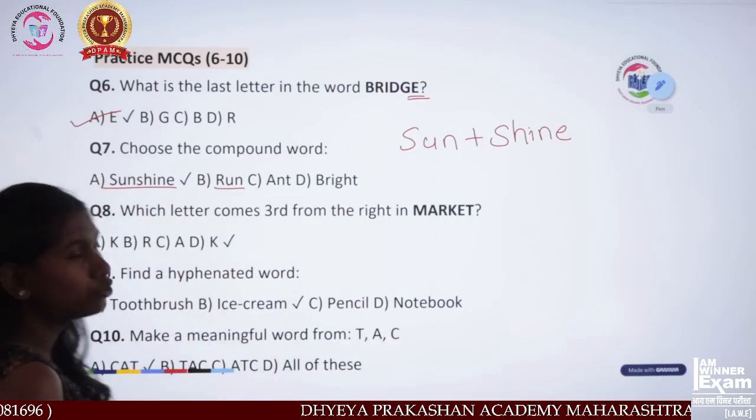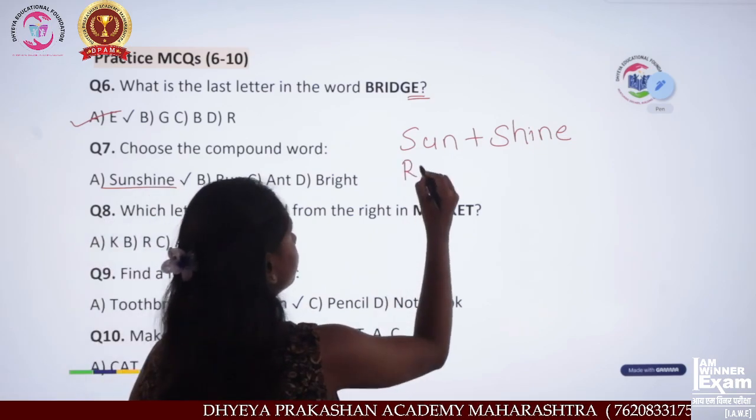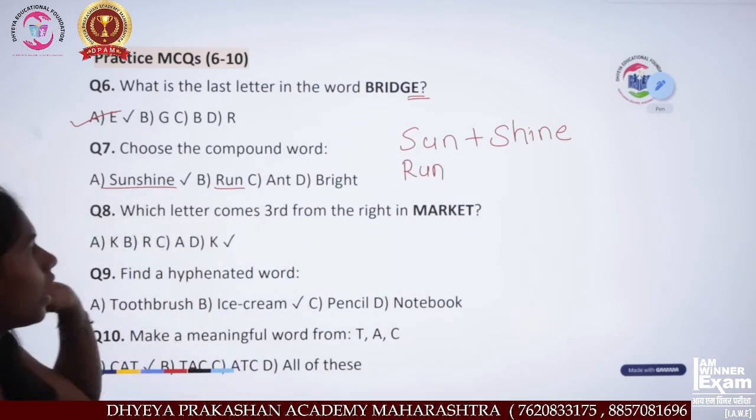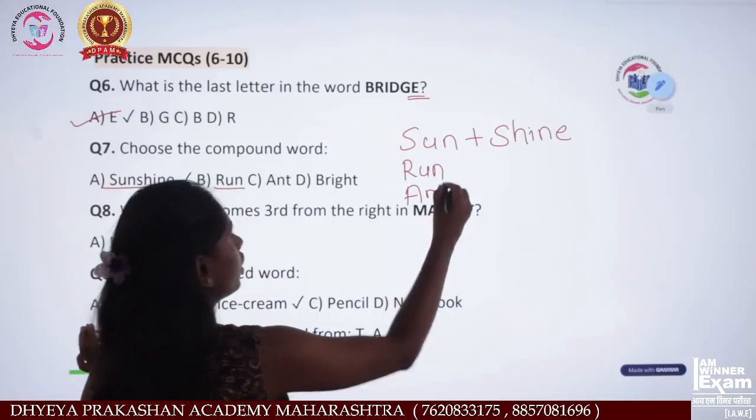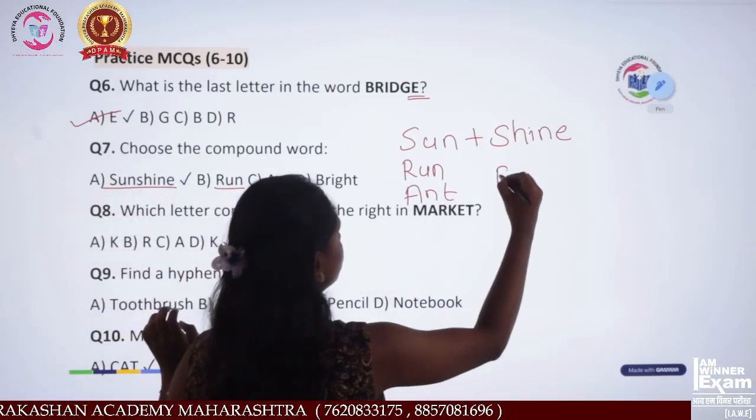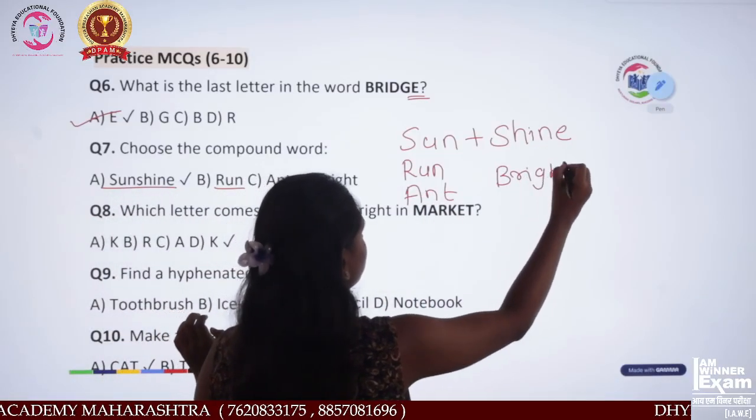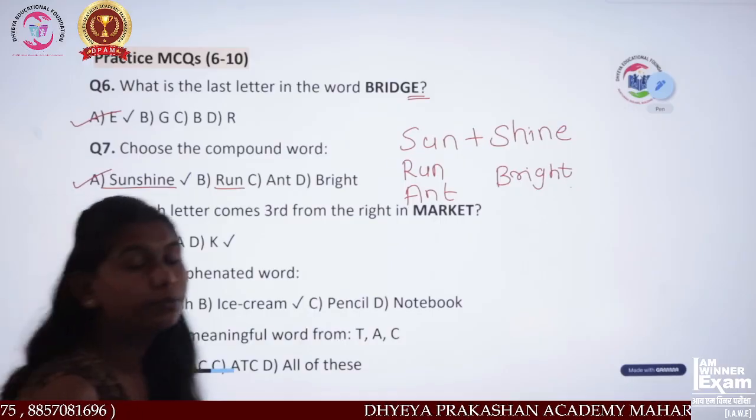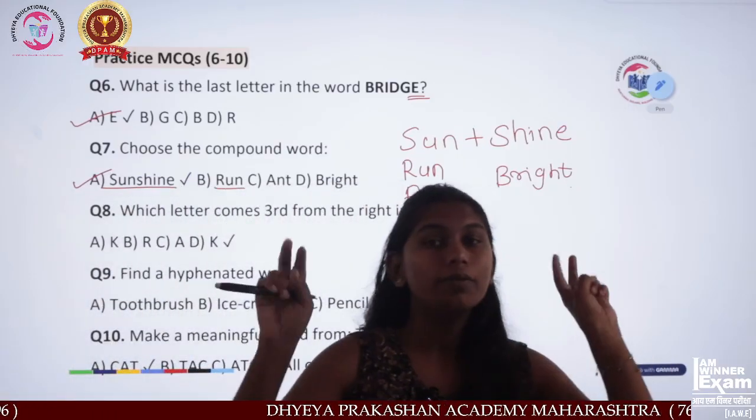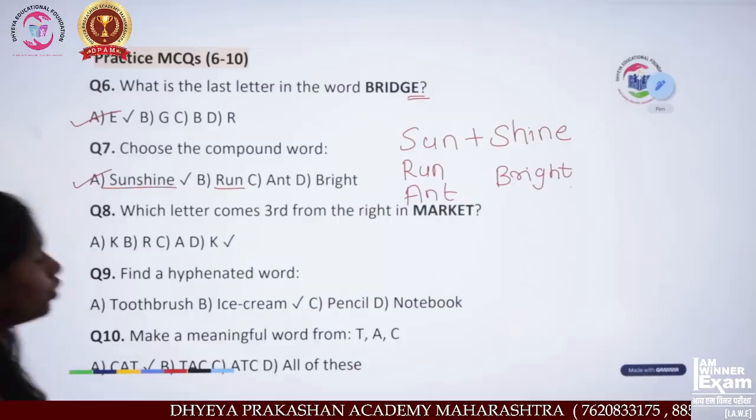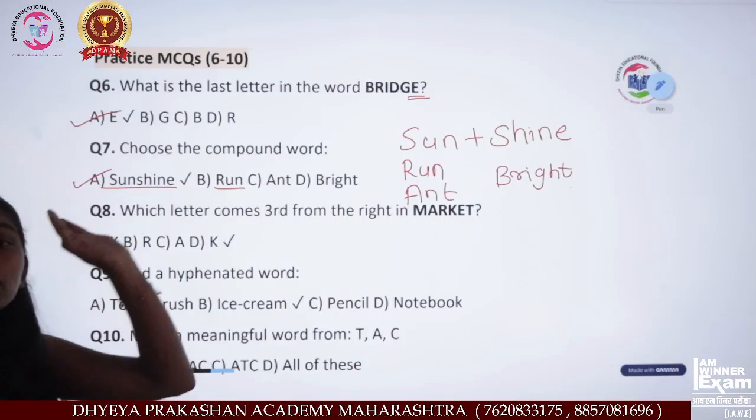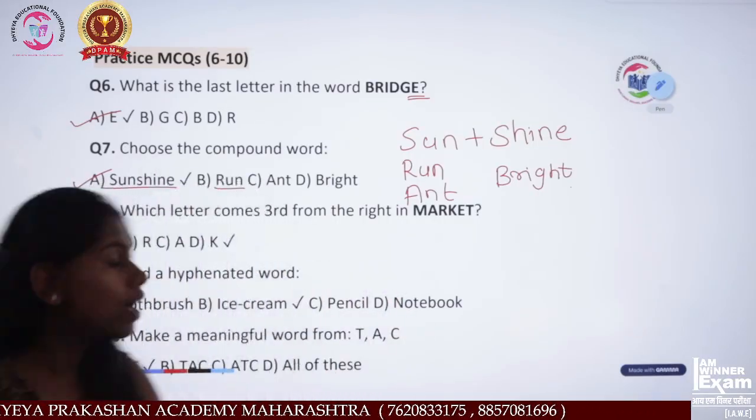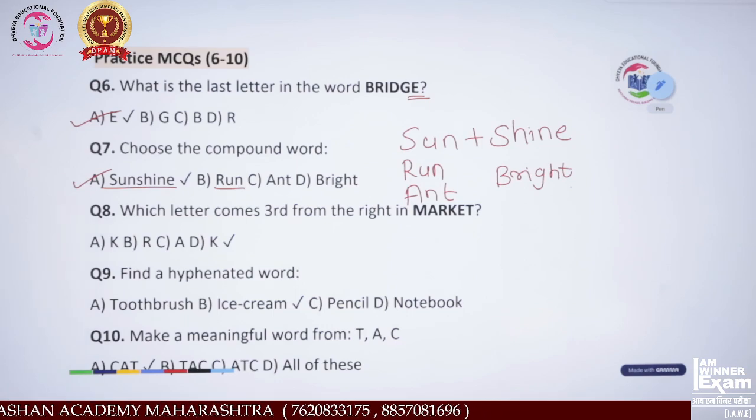Run. So there is only one word. Then ant is also one word. Then bright is also one word. Now which word is the compound word? That is option A, sunshine. Compound words means what? When 2 different words are combined together and form a new, meaningful word, then it is known as a compound word. So the correct option will be option A, that is sunshine.